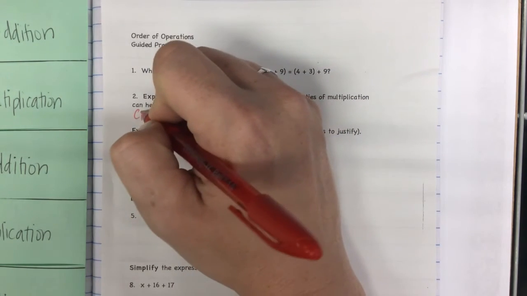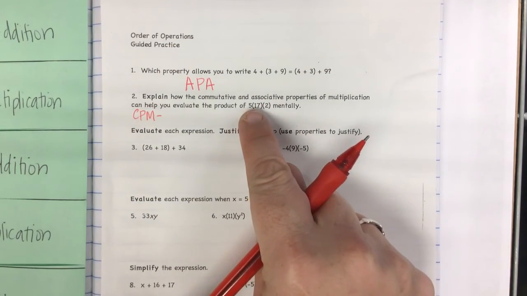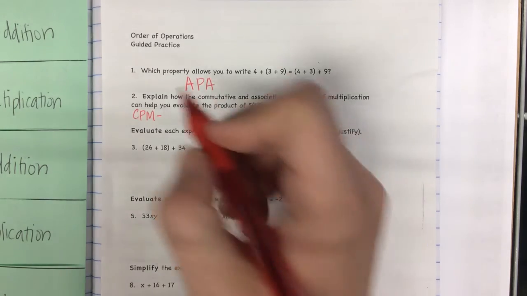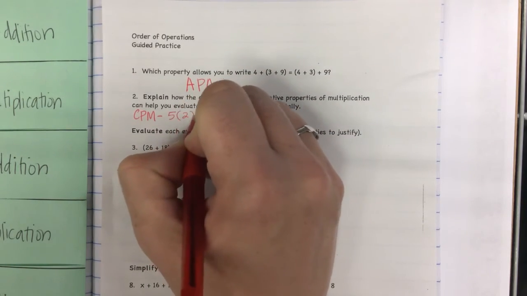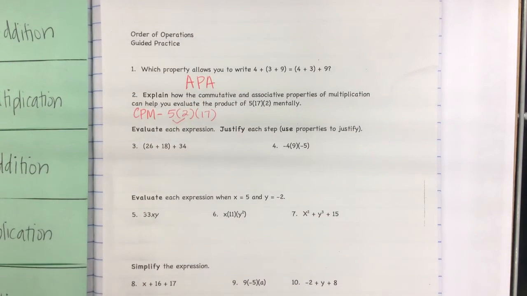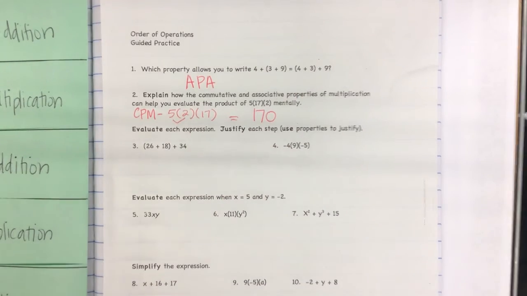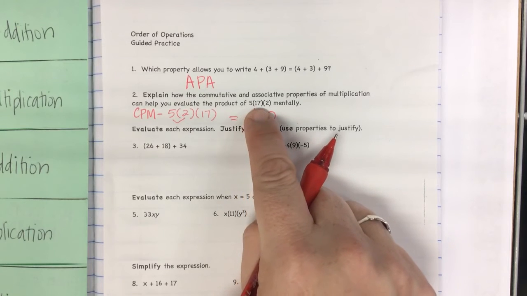The commutative property of multiplication, I'd change 5 times 17 times 2 to 5 times 2 times 17. Why would I change the order of 17 and 2? Caden, why? Yeah, it makes it easier. I can do 5 times 2 really easy, which is 10. And 10 times 17 is... and I'm good. But if I tried to do 5 times 17, I'd really struggle.